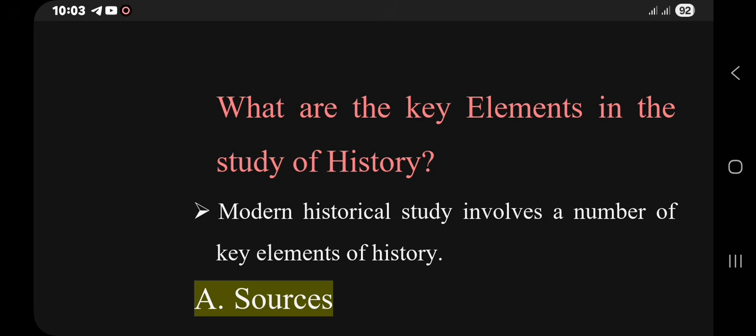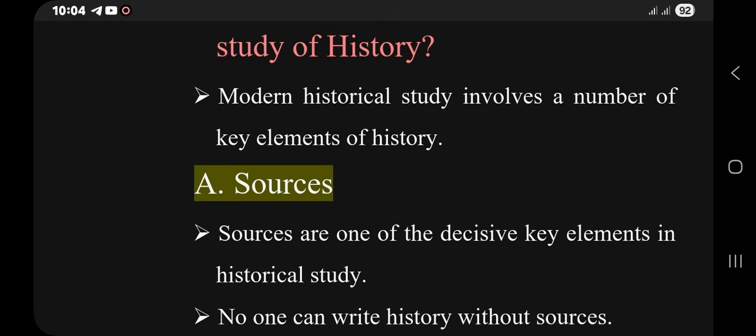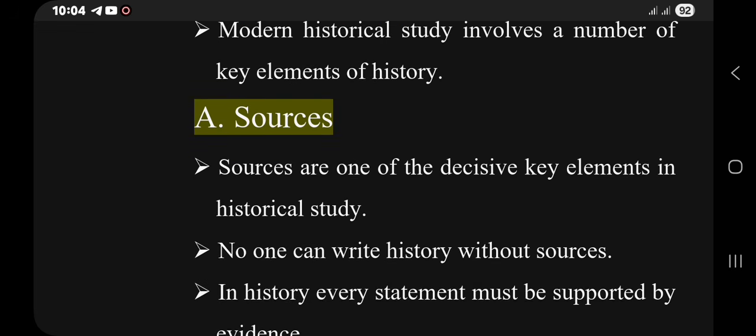As I have mentioned, the major topic of today's lesson is key elements in the study of history. Modern historical study involves a number of key elements of history. One of the decisive elements of history is sources. Sources are one of the decisive key elements in historical study. Why? Because no one can write history without sources.